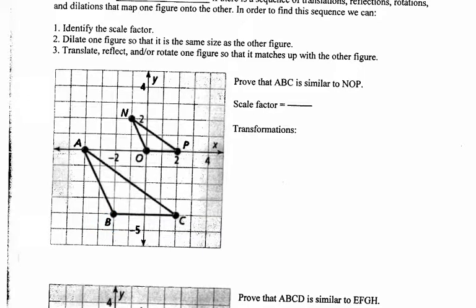So I'm going to say that BC is my image, and the corresponding side to that is OP. So I'm going to do BC divided by OP. The length of BC is 1, 2, 3, 4 units, and the length of OP is 2 units, which means that the scale factor is 4 divided by 2, and that's 2.